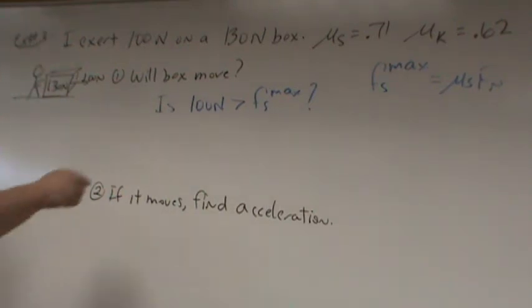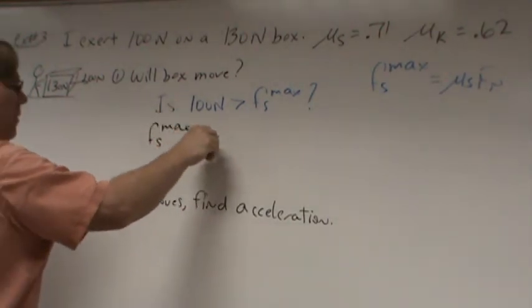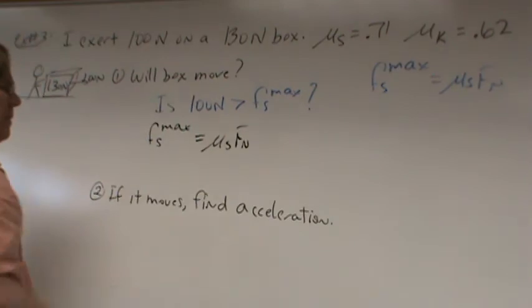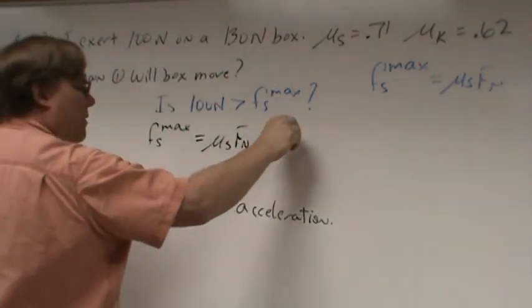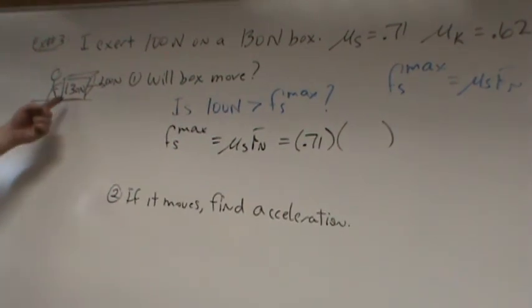First of all, my maximum static friction is going to be mu sub s F sub n. My mu sub s is 0.71, and I got to figure out what my F sub n is. Now, on this problem, I think it's pretty obvious that F sub n is going to be 130 newtons, equal and opposite to the weight. But there's going to be a lot of problems where that's not going to be true.